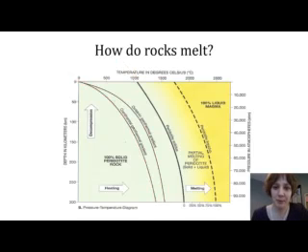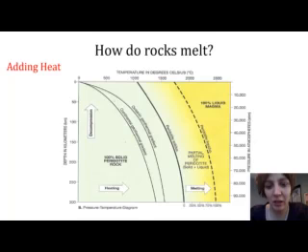One would be to simply heat the rock. If we do this, we could eventually meet the conditions described by the solidus line and melting would occur. So, if we want to consider some chunk of rock here, and we want to melt it by adding heat, we're going to add the heat, which raises that rock's temperature. We're going to raise the temperature up until we cross that solidus, at which point the rock will begin to melt.